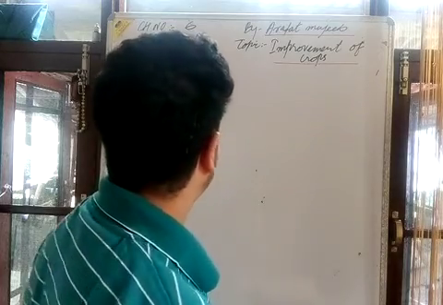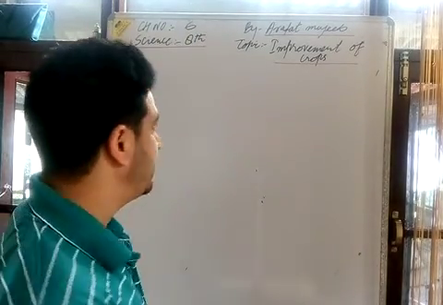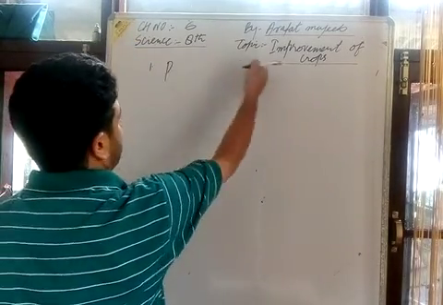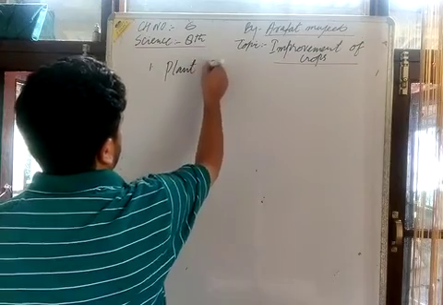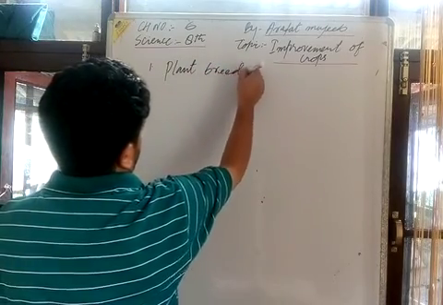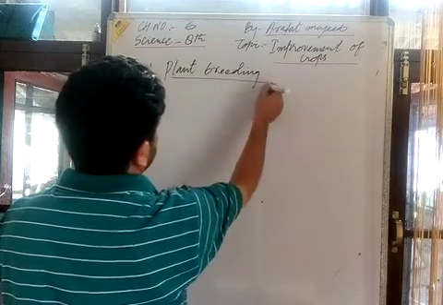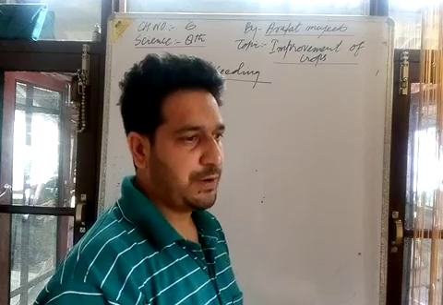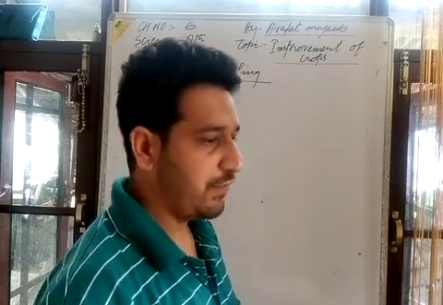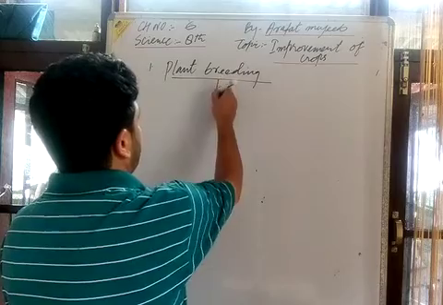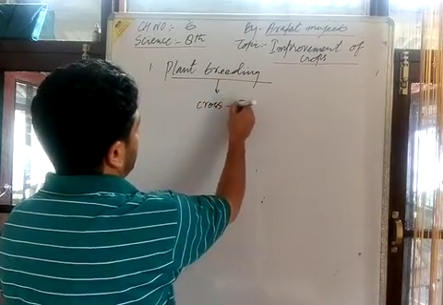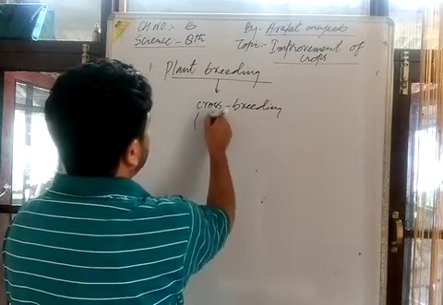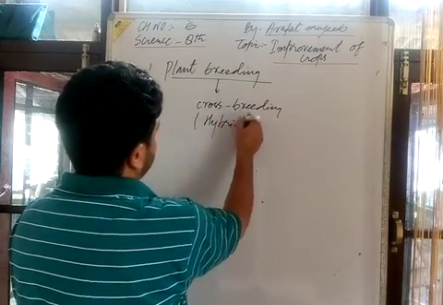First one in this chapter, food production and management, improvement of crops, is plant breeding. How we can improve plant breeding? What happens in plant breeding? It is one of the ways, that is by means of cross. We prefer to do cross breeding. Cross breeding has a term, hybridization.